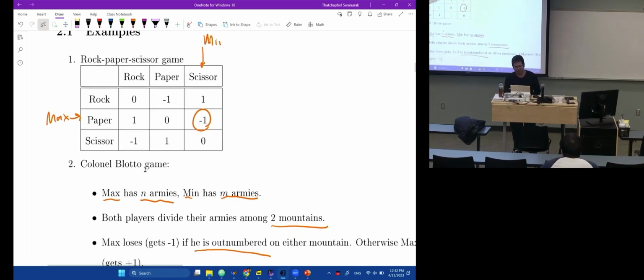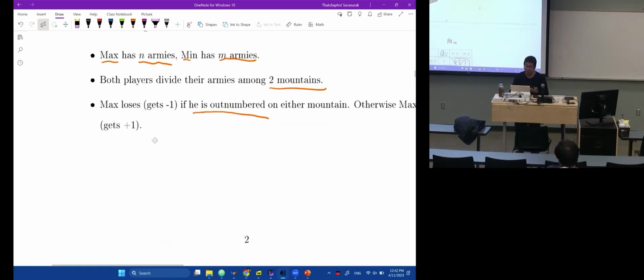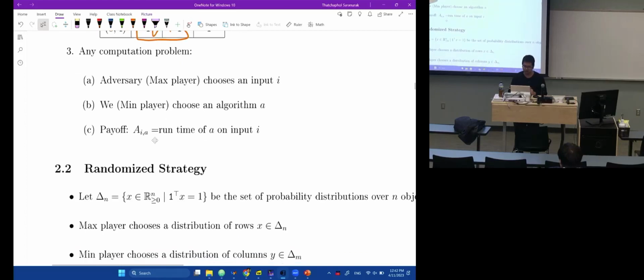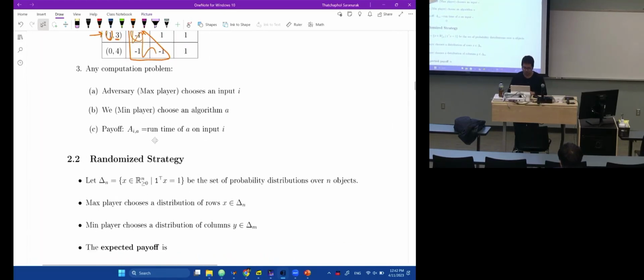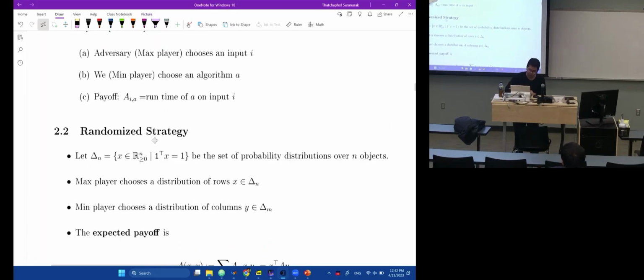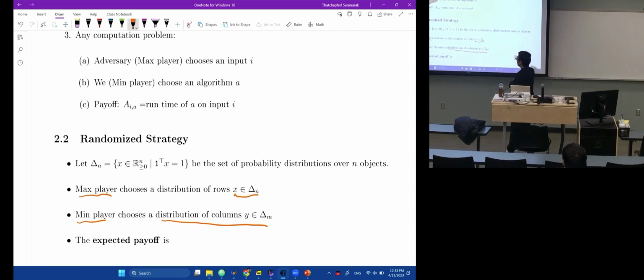So what we want to talk about is a randomized strategy, right? The max player wants to choose some distribution over rows, and I call it X. X is the distribution over the n rows. And the min player will choose a distribution over the m columns. Okay. And once you have these two distributions, now we can think of the expected payoff.